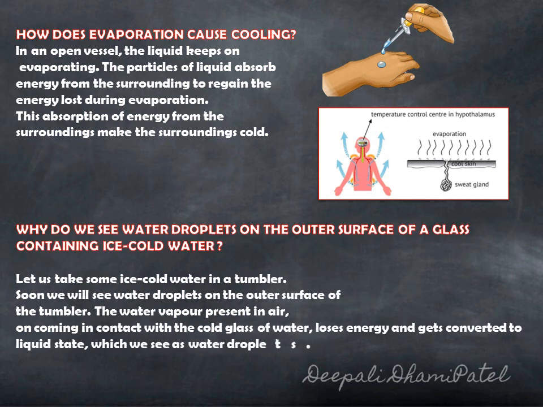Have you ever observed droplets of water over the surface of a glass containing ice cold water? Yes, that is due to condensation. Let us take some ice and cold water in a tumbler. Soon we will see water droplets on the outer surface of the tumbler. The water vapor present in air, on coming in contact with a cold glass of water, loses energy and gets converted to liquid state, which we see as water droplets.